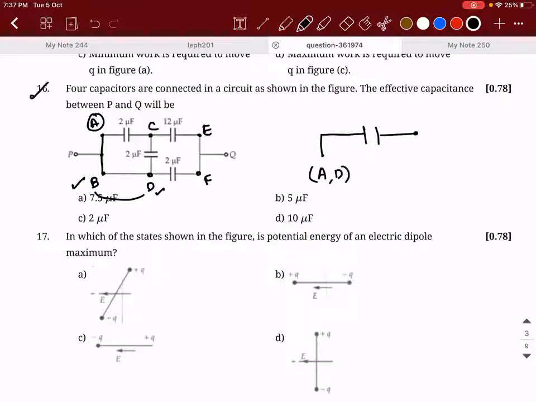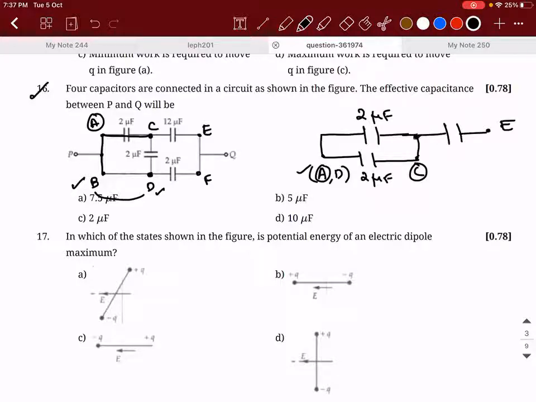If I take this point as C, from A to C, there is a capacitor going, correct? Which is of 2 microfarad. A to C, there is a 2 microfarad going. Similarly, from D to C, what is happening? There is a 2 microfarad going. Now tell me, how are they connected? Parallel. Now you understood?